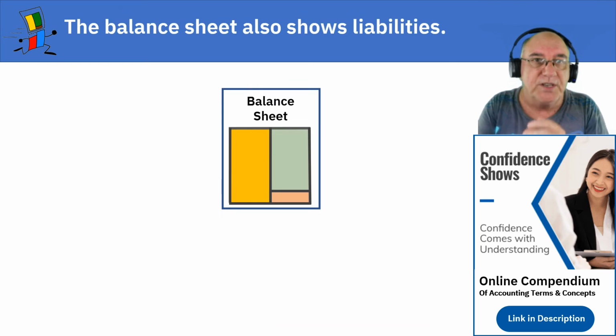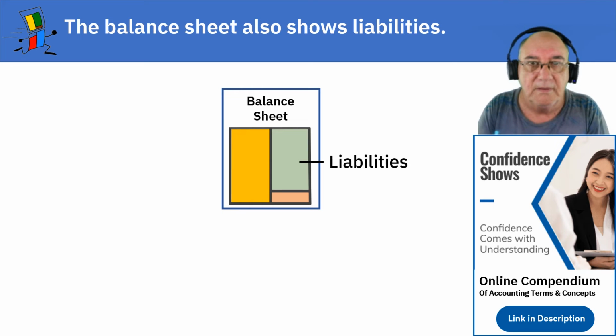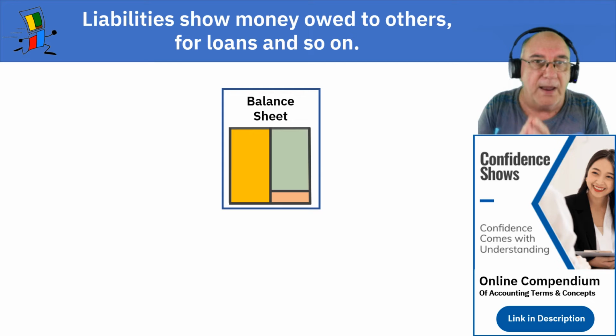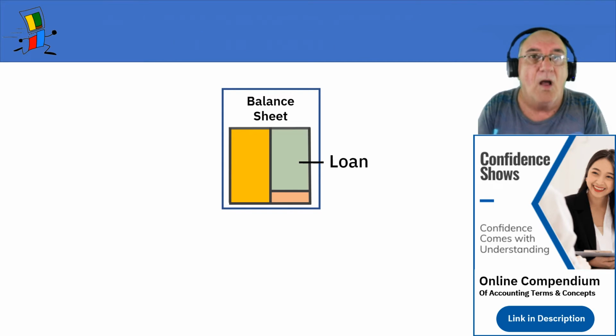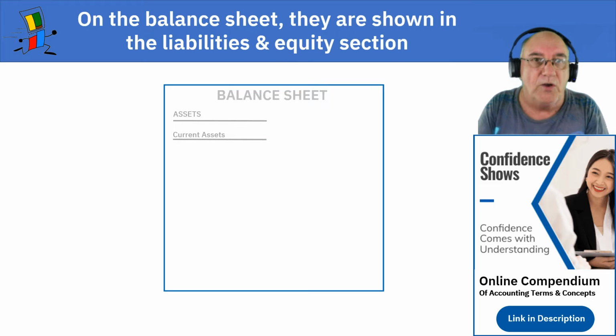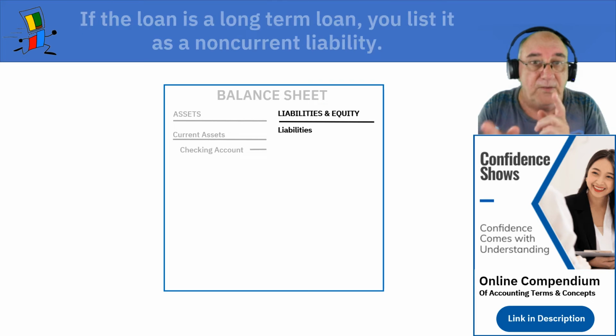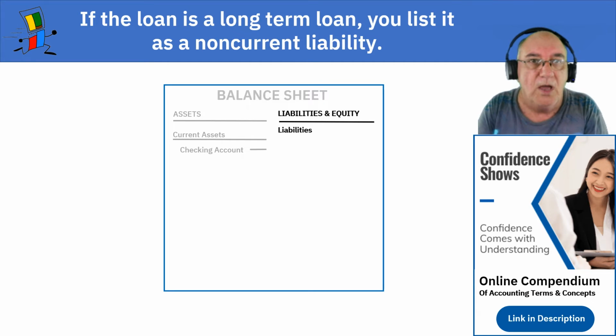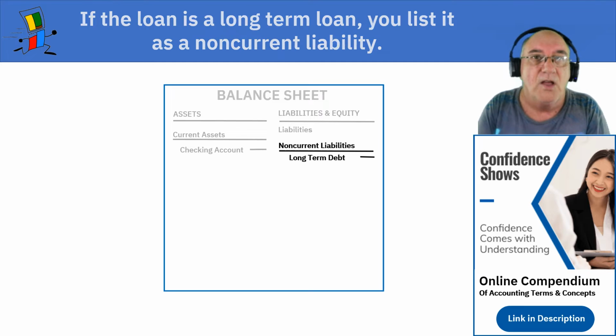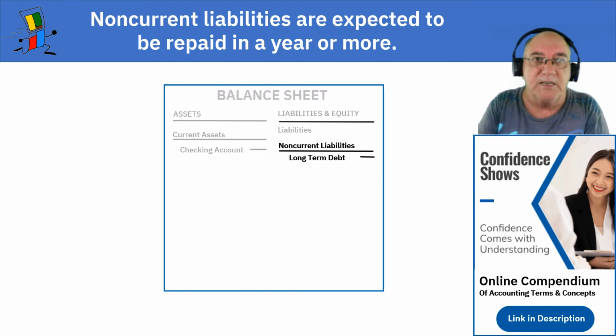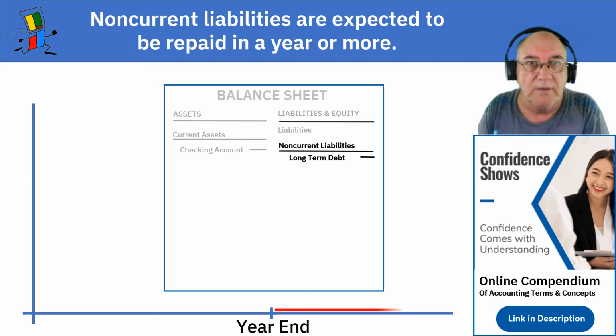The balance sheet also shows liabilities. Liabilities include money owed to others for loans and so on. On the balance sheet, they are shown in the liabilities and equity section. If the loan is a long-term loan, you list it as a non-current liability. Non-current liabilities are expected to be repaid in a year or more.